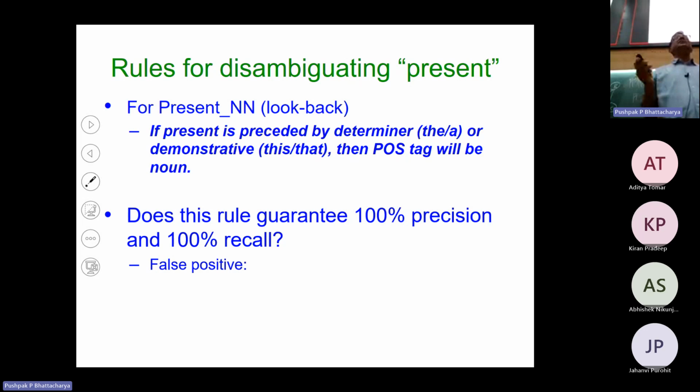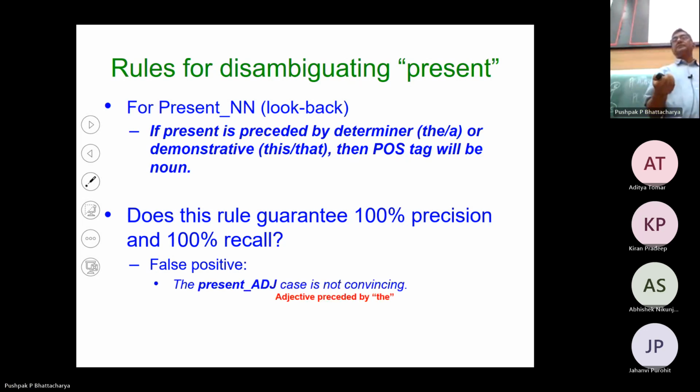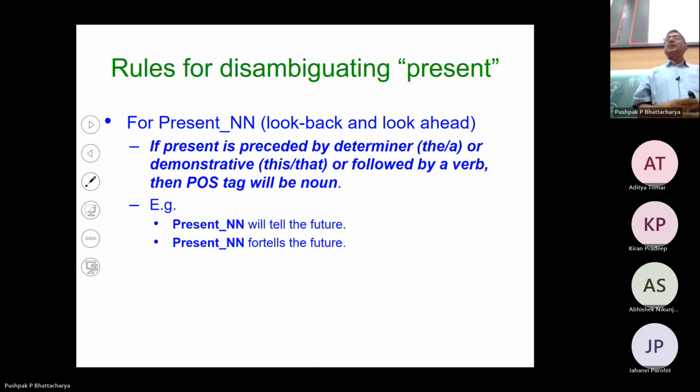You'll have to make it more and more refined. You'll introduce more rules. Then I'll not need data. From my brain, I'll create rules for doing part of speech tagging. Okay, so let's see. So I do both look back and look ahead. If present is preceded by a determiner or demonstrative or followed by a verb, then the part of speech tag will be a noun.